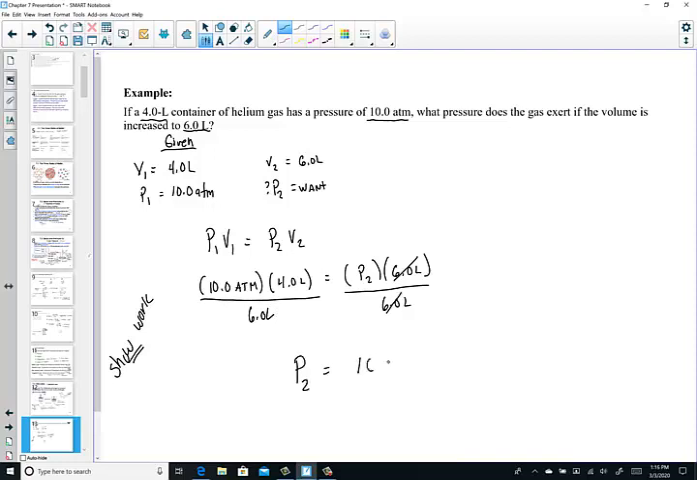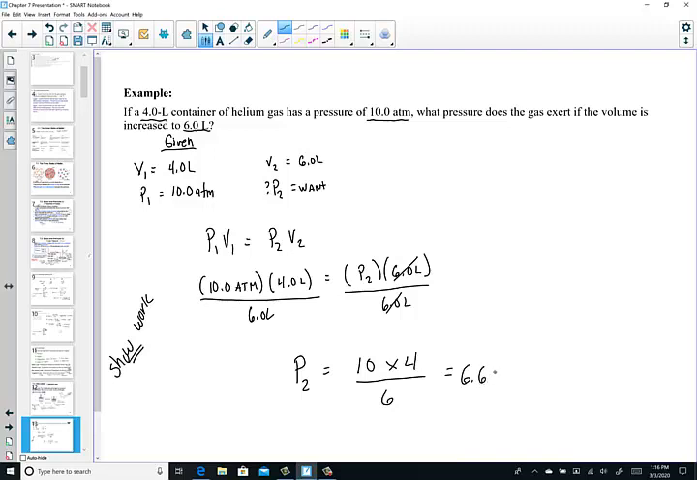So on your calculator, you'll hit 10 times 4, and then you'll divide by 6, just to show you the key sequence there. Take a moment and hit that on your calculator. Make sure that we get a common answer. 10 times 4 over 6. Whoops, I forgot to turn it on. Darn it. 10 times 4 over 6. And I get 6.67.